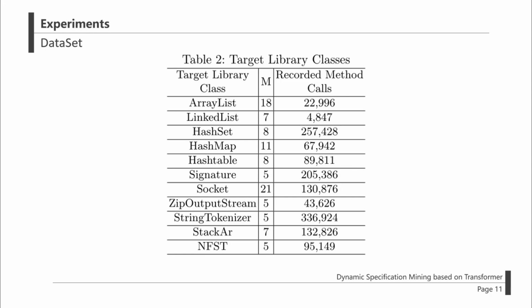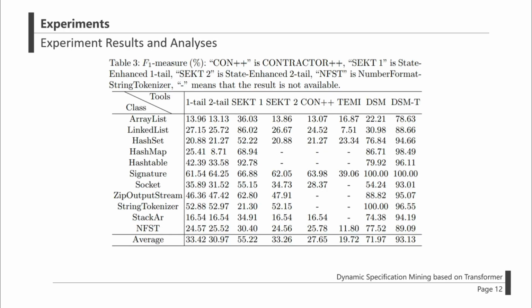We use the existing set of public execution traces for specification mining to facilitate comparison with existing tools. We use 11 target library classes to evaluate the effectiveness of our tool. The table lists all the names of the target library classes. The M column represents the number of methods defined in the target class. The recorded method calls represents the number of methods logged in all traces for the target class.